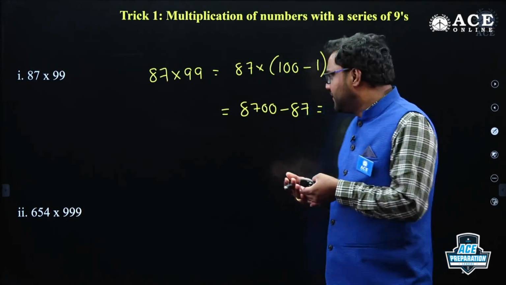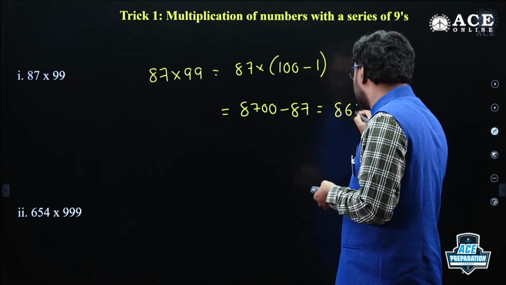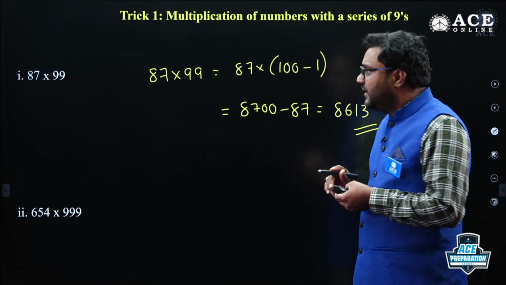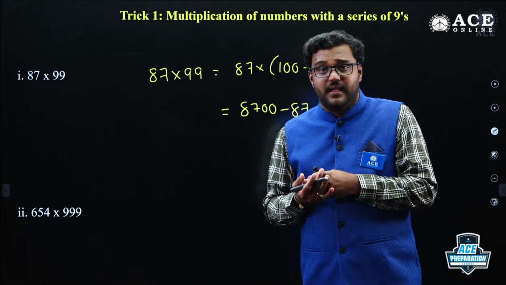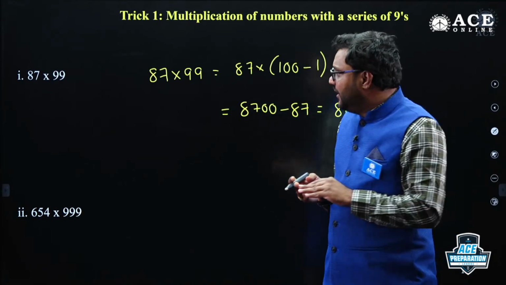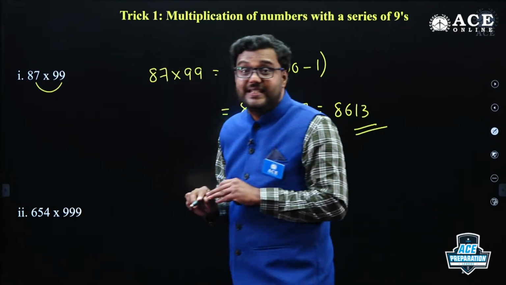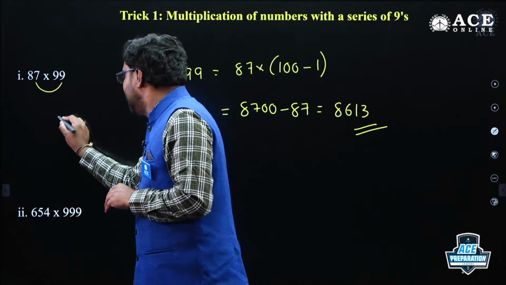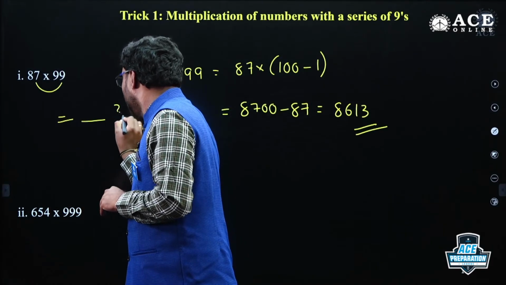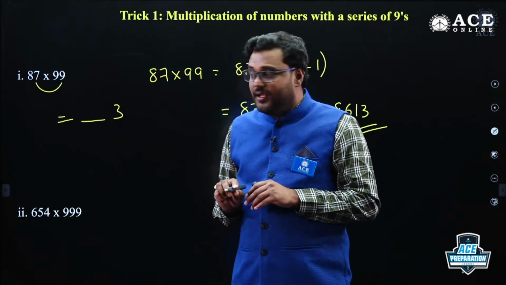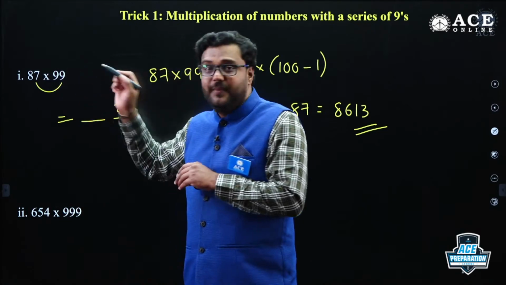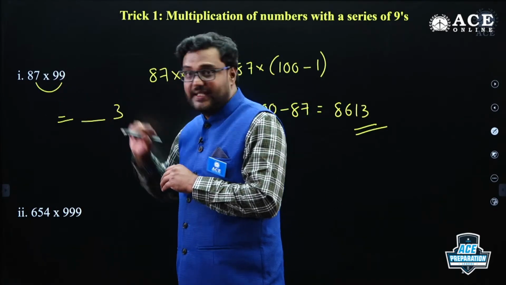Right, so it's easy for you, it's nothing but 8613, my dear friends. In some cases, if options are given, you can check the units place multiplication first. 7 into 9 is 63, so your answer should end with 3. If options are given, you can eliminate the options like this. 7 into 9 is 63.